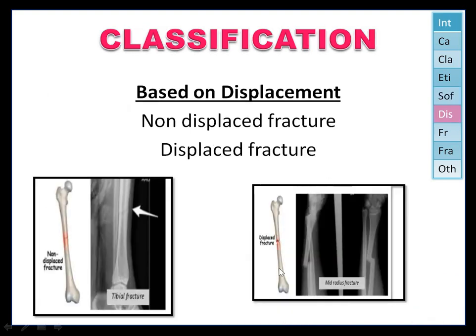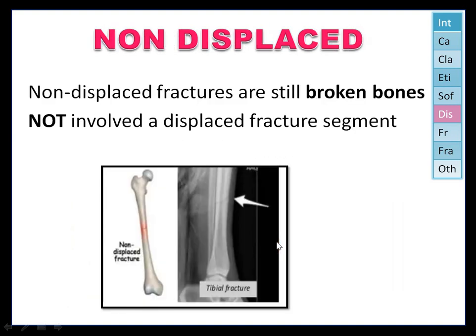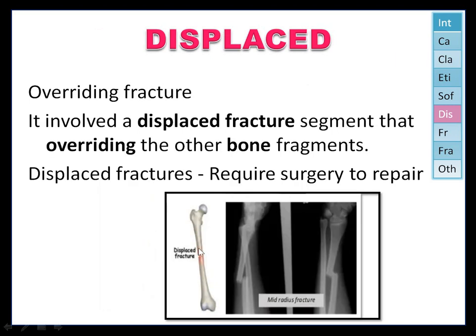Now, based on the displacement, non-displaced fracture and displaced fracture are there. Non-displaced fracture means the bone is broken but the bone fragments do not move apart. So they are closely present. That is called a non-displaced fracture. There is no movement between the two fragments of the bone. Displaced fracture: the movement of bone is present, which means the bone has moved to a nearby area. So that is called a displaced fracture. The displaced bone fragment overrides the other bone fragment, so a displaced fracture requires surgery to repair.